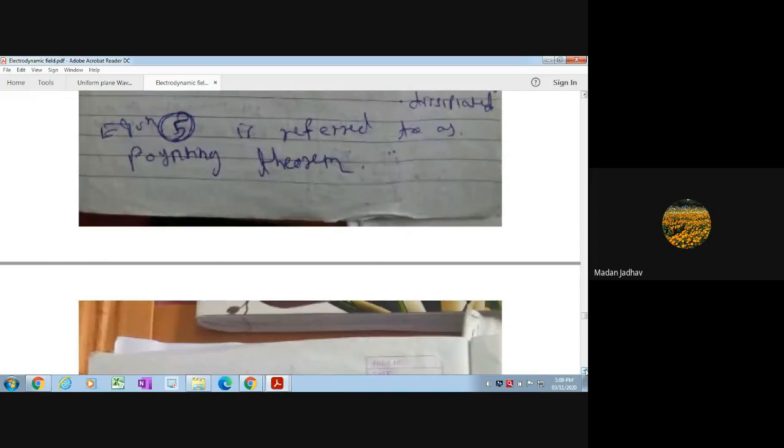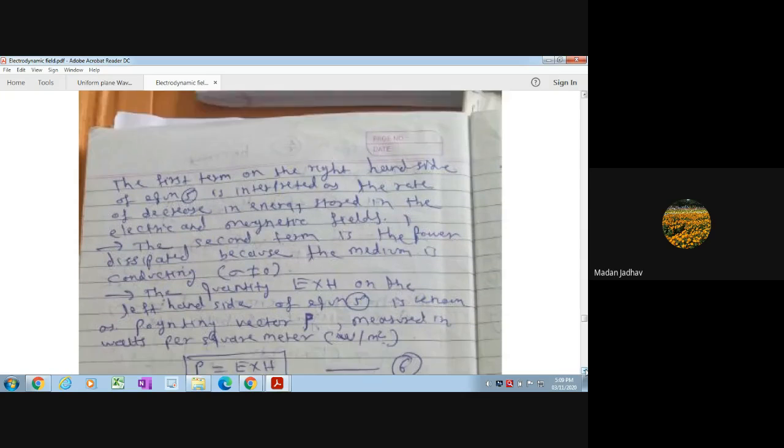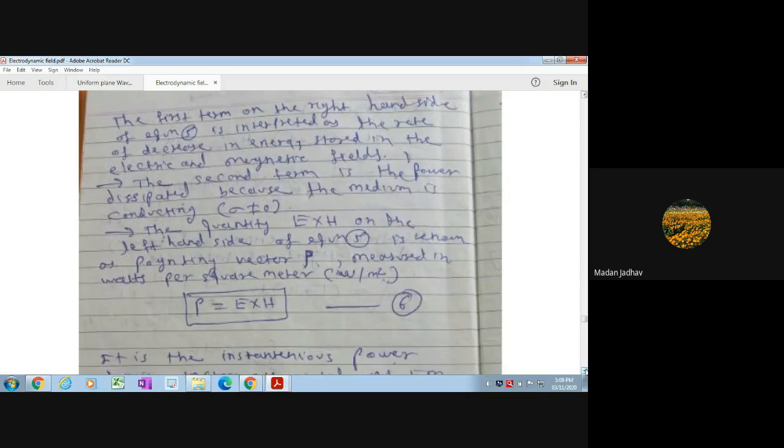Now we can also describe what the Poynting vector actually means. P is equal to E cross H. Here E is the electric field intensity vector, H is the magnetic field intensity vector, and P is the Poynting vector. The direction of this Poynting vector is perpendicular to both the electric field and the magnetic field. In another way, these three vectors are orthogonal to each other. Suppose the electric field is along the x-axis and the magnetic field is along the y-axis, then the Poynting vector should be along the z-axis.